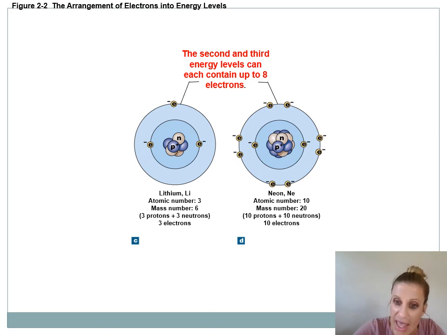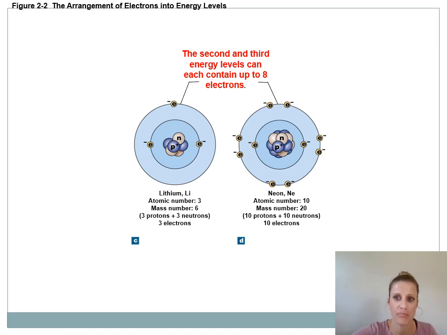So the atomic number of 10 tells you that there are 10 protons, right? 10 positives. And because the positives and negatives have to cancel out, that means there must also be 10 electrons. If the mass is 20, remember that equals protons plus neutrons. So mass of 20, we already know there are 10 protons. So 20 equals 10 plus 10. So there's also 10 neutrons. Hopefully you got that perfectly fine.